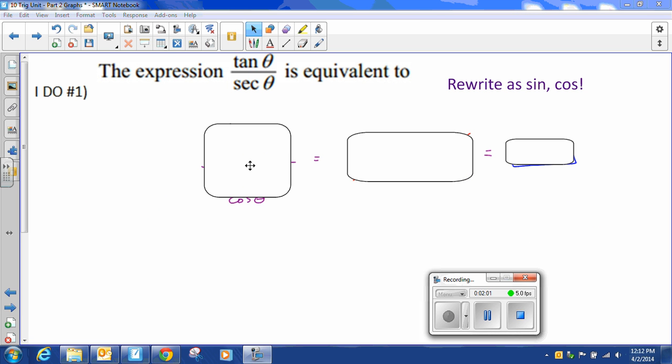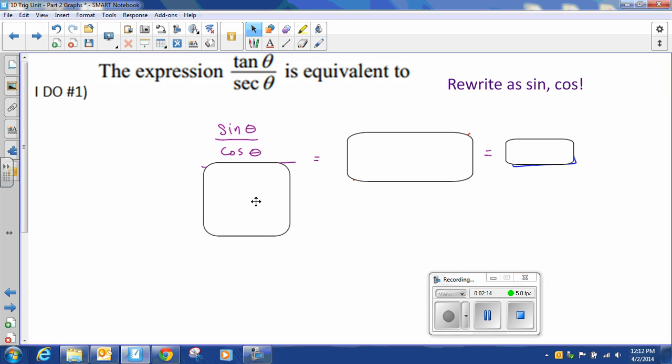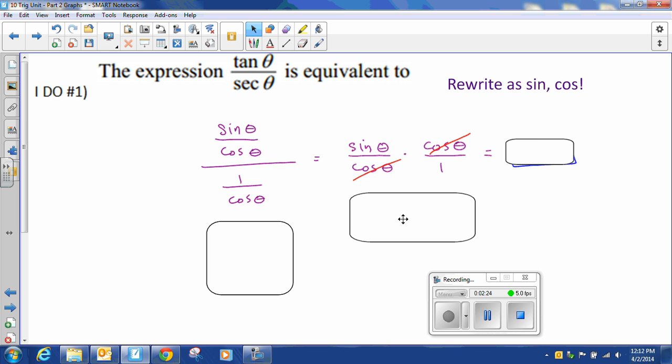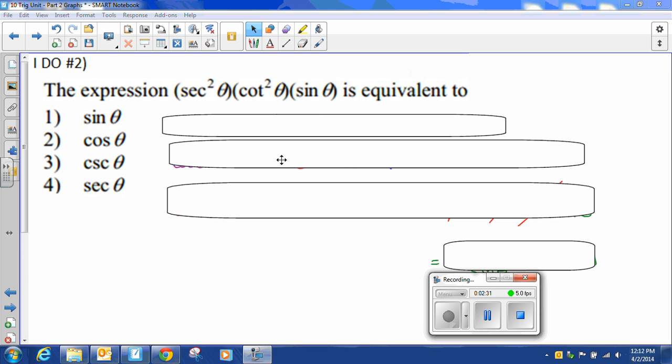Example 1. Tangent theta over secant theta. Rule number 1, you always want to rewrite any trig function in terms of sine or cosine. This just makes everything easier. So tangent theta is sine over cosine, and secant theta is 1 over cosine theta. Now, since we have a fraction divided by a fraction, we're going to do keep change flip, and the answer is sine theta because the cosines cancel out.